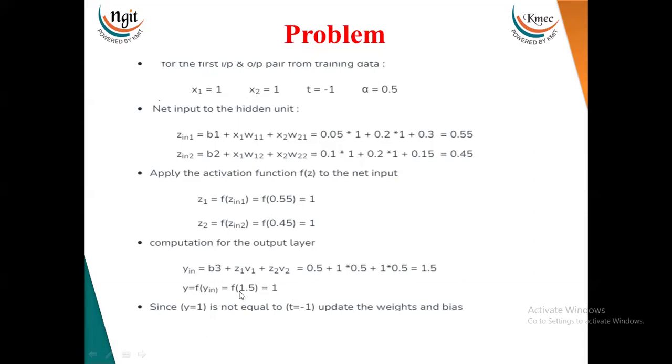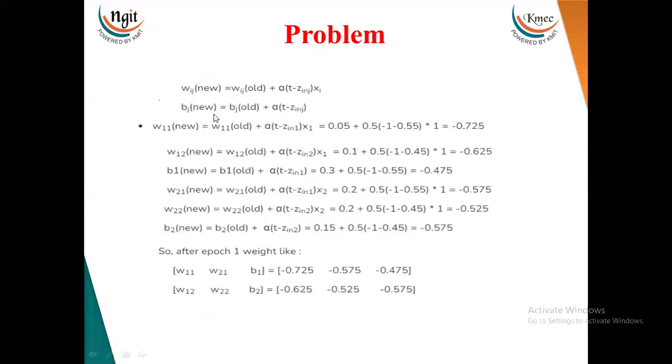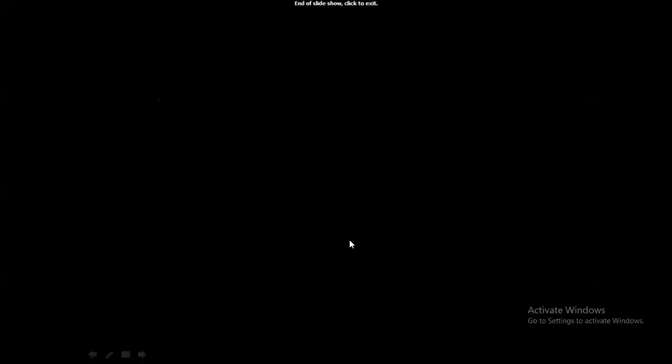So because y is equal to 1, but my target value is -1, these are not equal. So I have to update the weights. I'm updating the weights with the help of these formulas. After substituting the values, W1 new I'll get as 0.75, 0.625, 0.575, and the updated weights will be like this. This is only the first step.